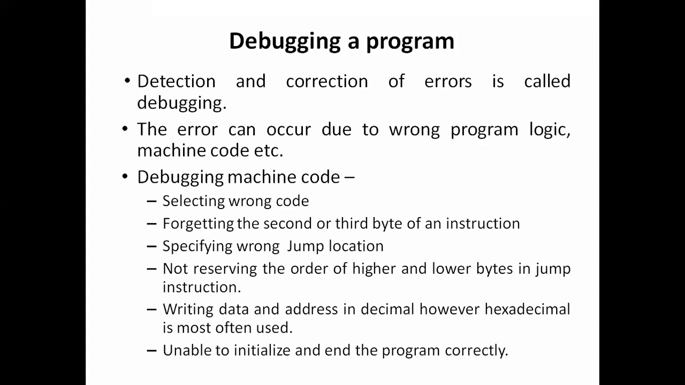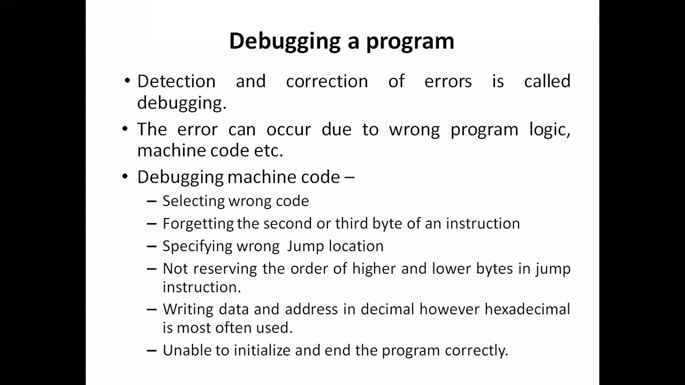So as far as the debugging of the machine code is concerned, it may be possible that you have selected a wrong code, or you have forgotten to use the second or the third byte of the instruction. If the instruction is of 3 bytes, the second byte and the third byte also have to be taken into consideration. It may also be possible that you have specified a wrong jump location, because you have seen that in many programs, depending upon a certain condition being true, you have to change the sequence of execution of the program from one place to another place.